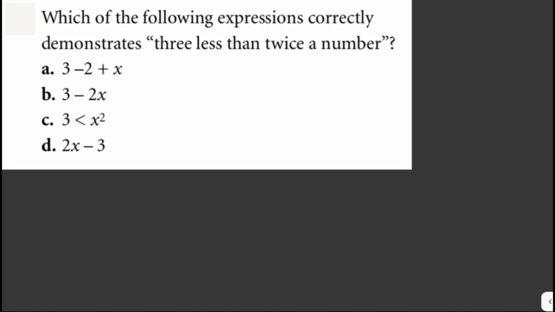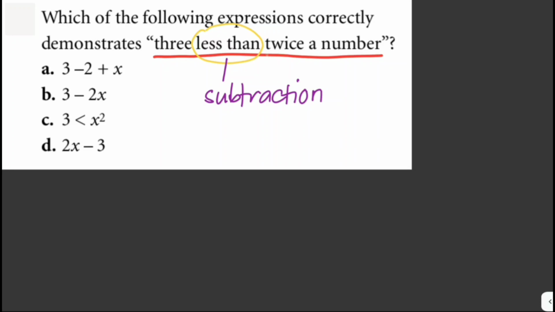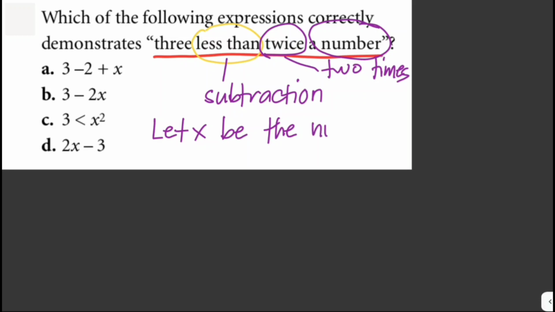Which of the following expressions correctly demonstrates 3 less than twice a number? Now let's understand this phrase mathematically. When we say less than in math, that means subtraction. Minus, subtract. Twice, meaning 2 times. And then your number. We don't know the number, so we just let x be the number.